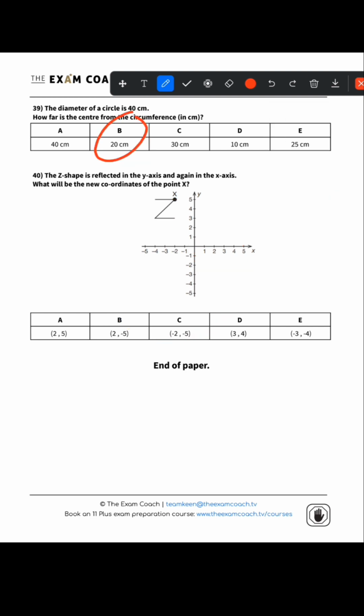The last question: the Z shape is reflected in the y-axis and again in the x-axis. What will be the new coordinates of point X? So looking at it, it's going to be 2, -5 and -2.